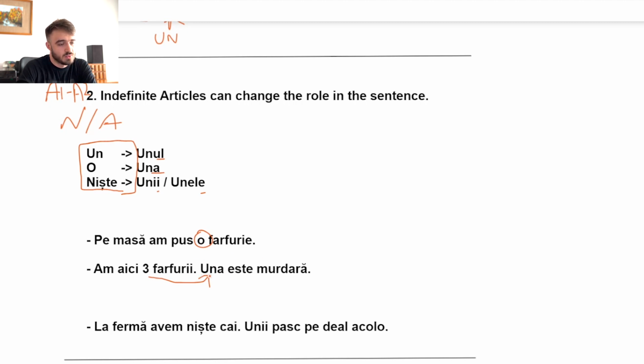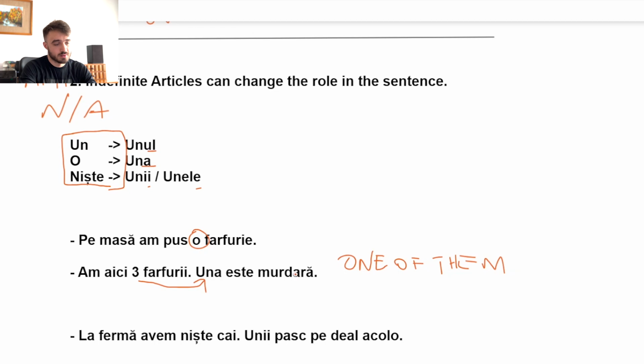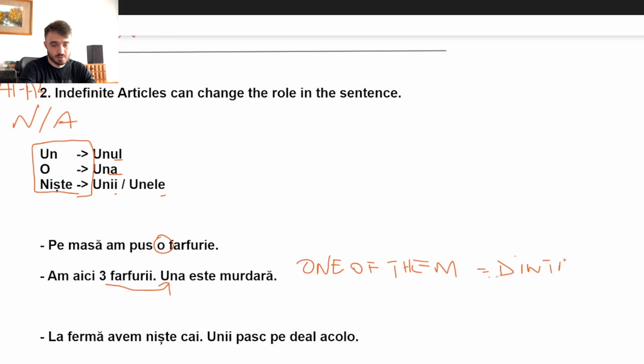In this situation, una, when you think about it, because it adds this definite article at the end, right? It will be the main character in the sentence, so it'll become a subject. So this is what happens here. One of them, or simply put like one, right? Because in Romanian you don't have this of them. You could actually have una dintre ele, one of them, but many times it's avoided.